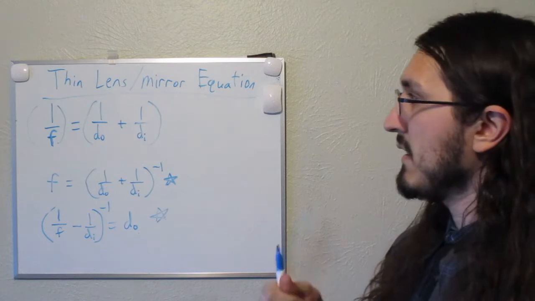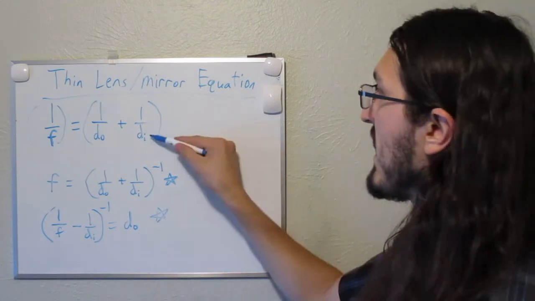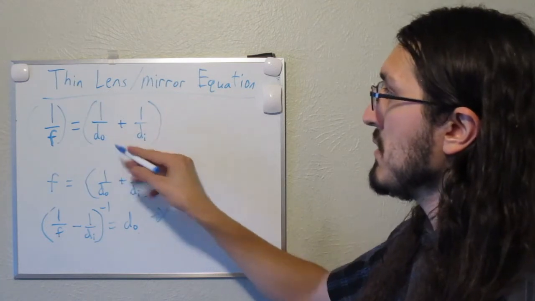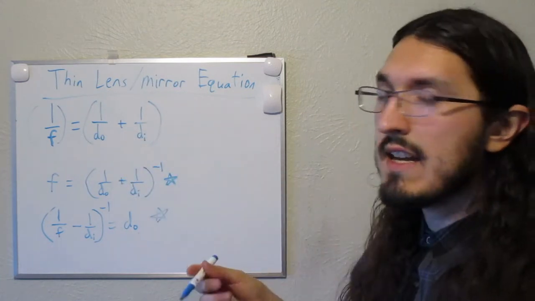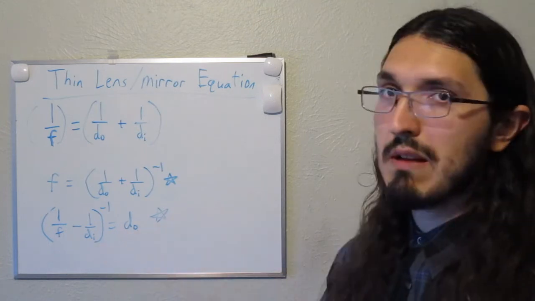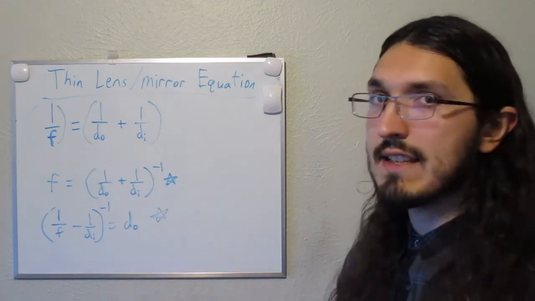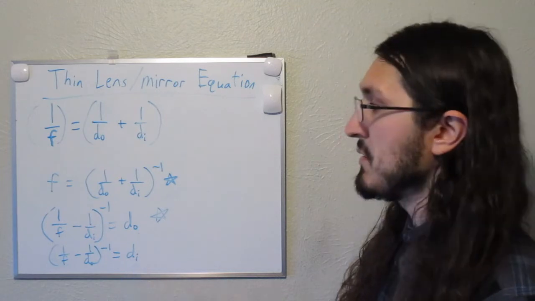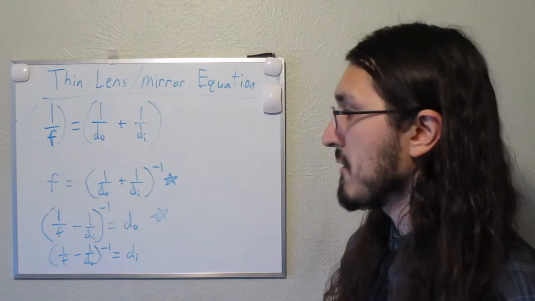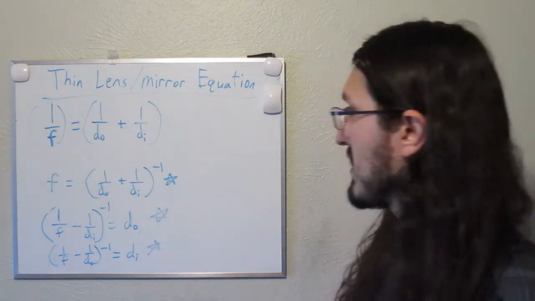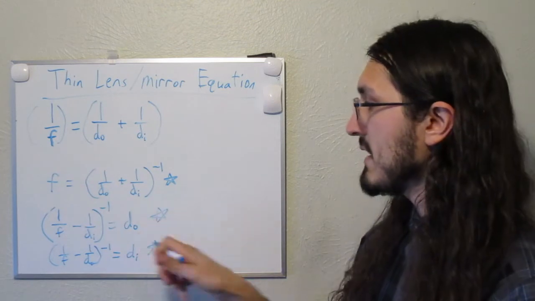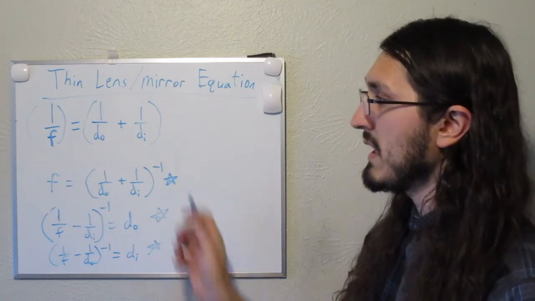Now I need my last equation that has di by itself. Since it's going to be the same exact work I did to find do, the equation is going to be exactly the same, but di and do will swap spots. So my image distance is equal to 1 over f minus 1 over do, to the negative first power, just like the one we just did. These are my 3 equations that I can use to solve for the focal length, object distance, and image distance. You might want to keep these handy.